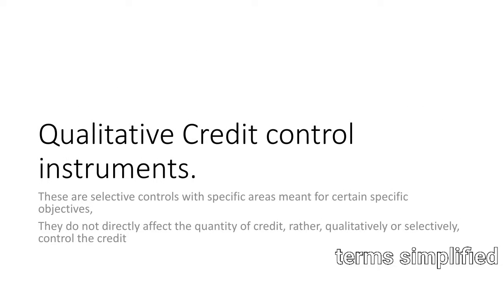The next main tools are qualitative credit control instruments. It is also called selective credit control. These are selective controls with specific areas meant for certain specific objectives. They do not directly affect the quantity of credit, rather qualitatively selectively control the credit. The purpose of selective credit control is to change the composition of credit by reducing the supply of credit in certain areas and encouraging it in desired directions.